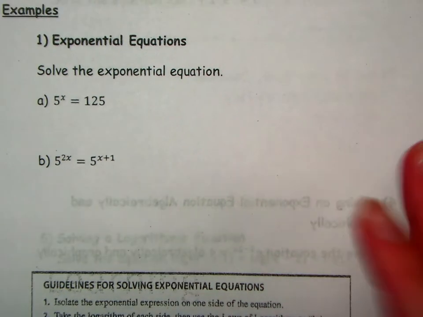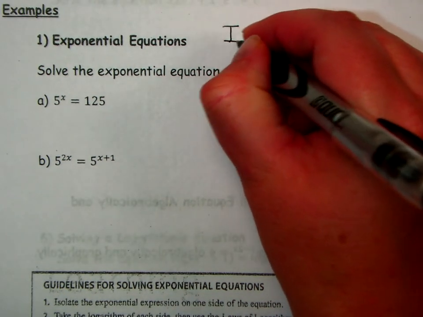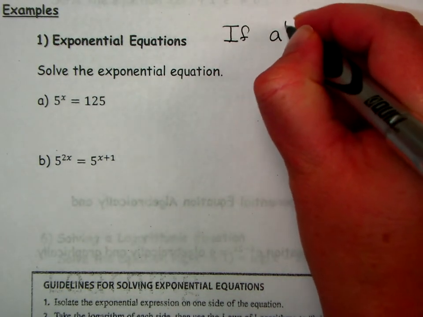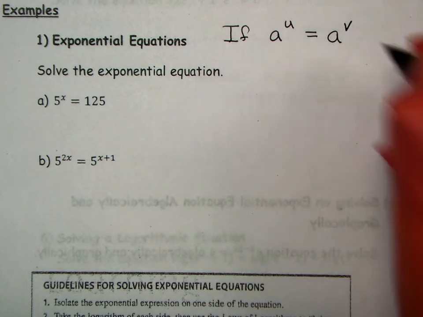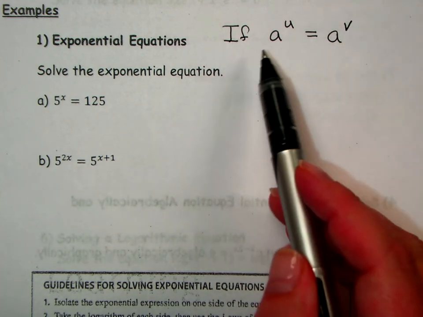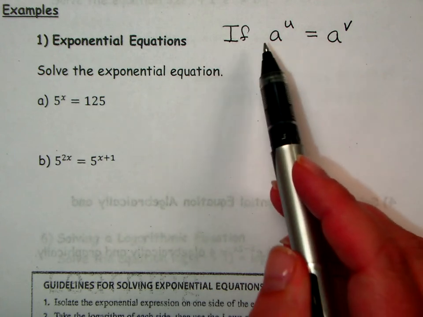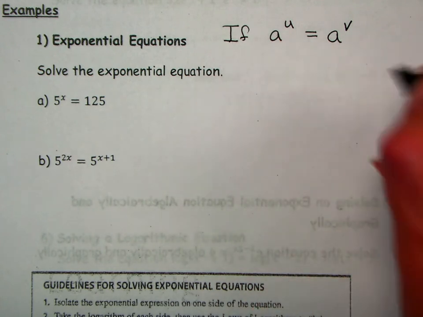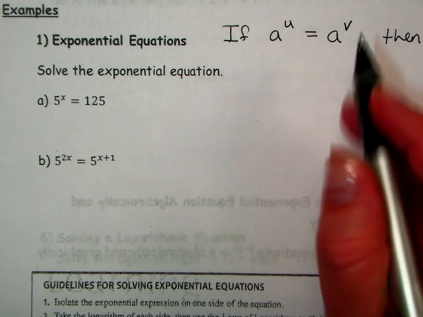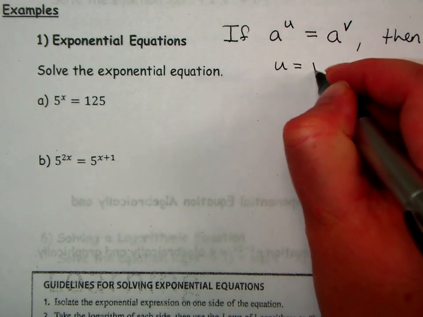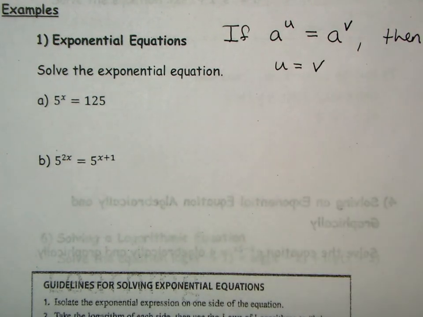So we're going to use a property. If base b raised to the u power equals the same base raised to the v power, so if we have the same exponential base raised to different powers, then if the bases match, the exponents have to be equal.